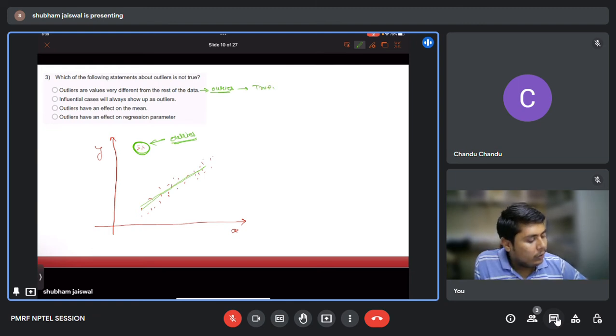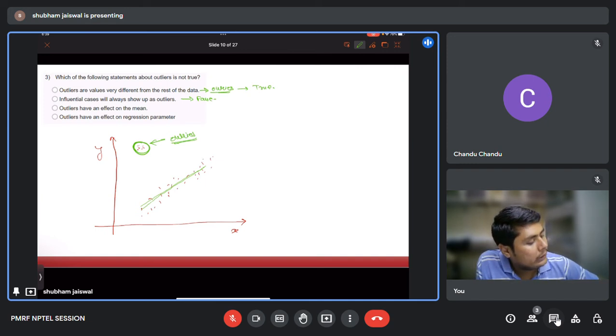The second one: influential cases will always show up as outliers. It need not be true. Okay, why? Sometimes the influential cases will be less, and at that time it will not show up as an outlier. So it is false.